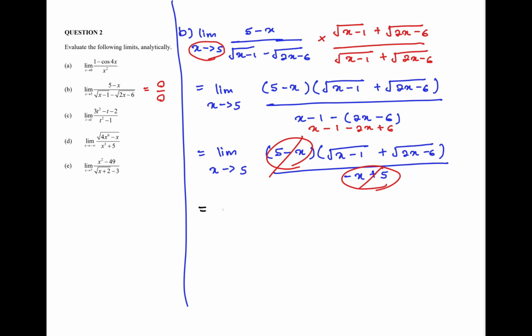So here you can get the limit as x approaches 5 of square root of x minus 1 plus square root of 2x minus 6, and then we can substitute x equal to 5 at the x value, so you can get this one equal to 4. So that is the answer for question B.